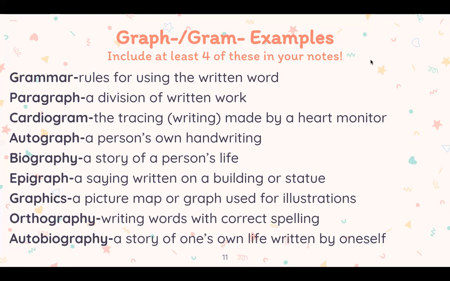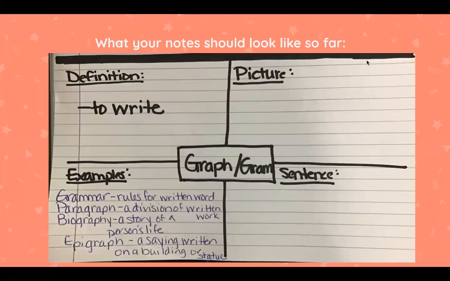So think about those words, pick 3 or 4 of them to write the word and the definition in your reader's notebook. Okay, and so at this point, this is what your reader's notebook should look like so far. You have the graph and gram Latin root in the center of your square. In the upper left-hand corner, you have the definition. And then in the example section, you have 3 or 4 of the words that use graph or gram with the definition for it.